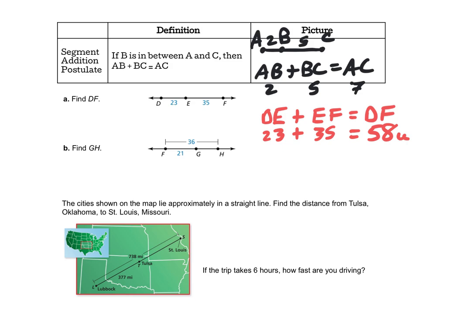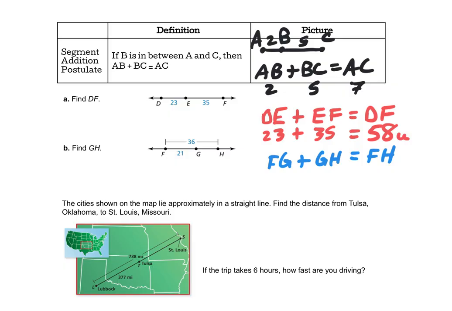Okay, now on part B, it's a little bit different, right? We're still looking for the length of GH, but GH isn't the length of the big segment. GH is one of the smaller segments. So I would probably set this up a very similar way. FG plus GH equals FH. The two smaller segments added together equal the big one. We know 2 of the 3, we have to find the missing piece. But in this case, it's not the big piece.